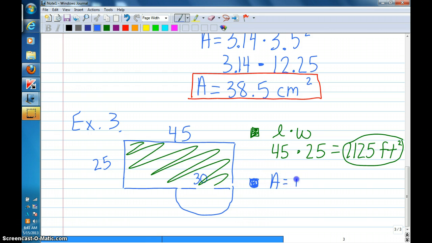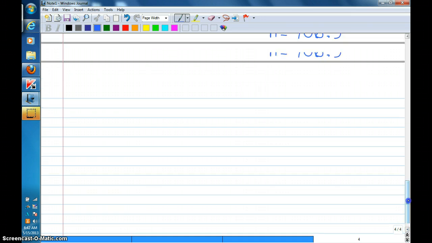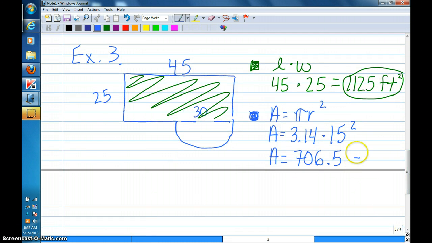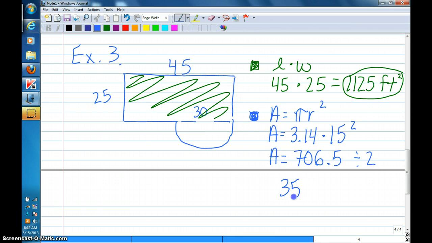So again, my formula for a circle is pi r squared, or 3.14. The radius is not 30, the radius is 15 squared. So go ahead and multiply that out. 15 times 15 times 3.14. I got the area for the circle is 706.5, but that's for a full circle. So I got to remember to now cut it in half, or divide by 2. So the half of a circle is 353.25 feet squared, and I'm not going to round until the very end.